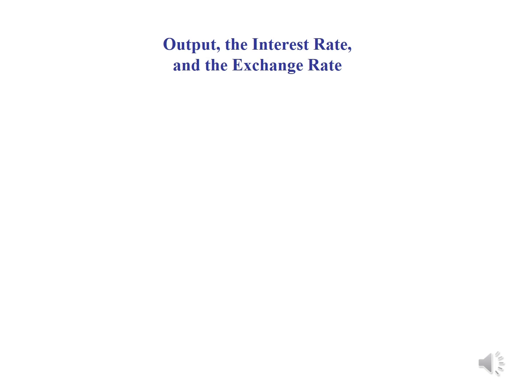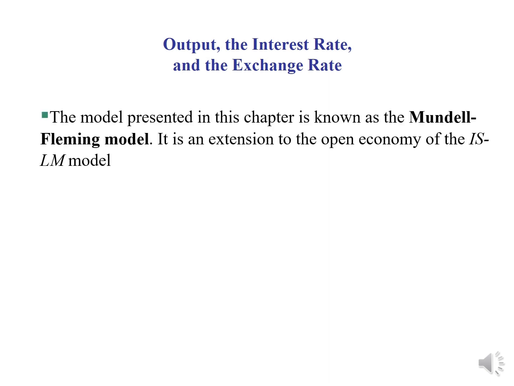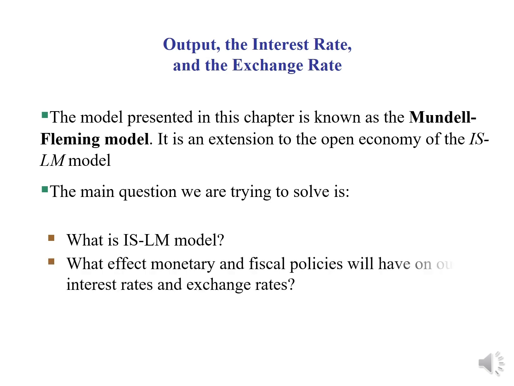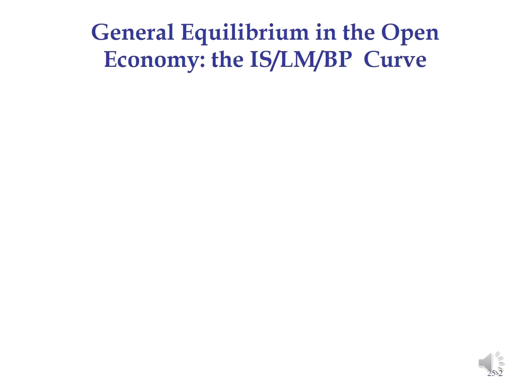The first thing we need to understand is about output, the interest rate, and the exchange rate. The model presented in this chapter is known as the Mundell-Fleming model. It is an extension of the ISLM model to the open economy. The main question we are trying to solve is: what effects will monetary and fiscal policies have on output, interest rates, and exchange rates?